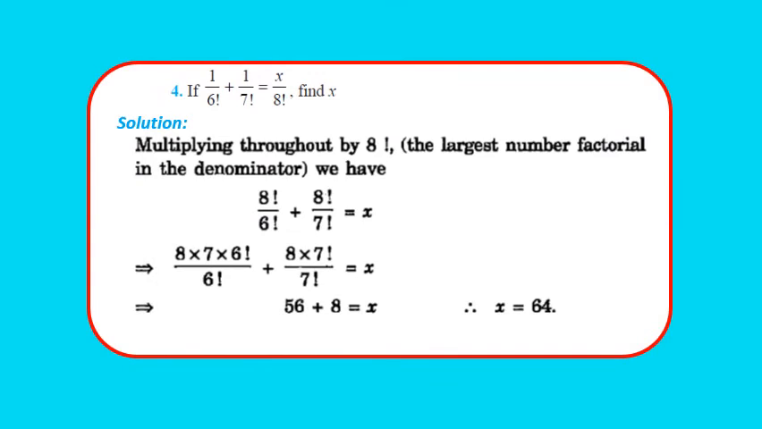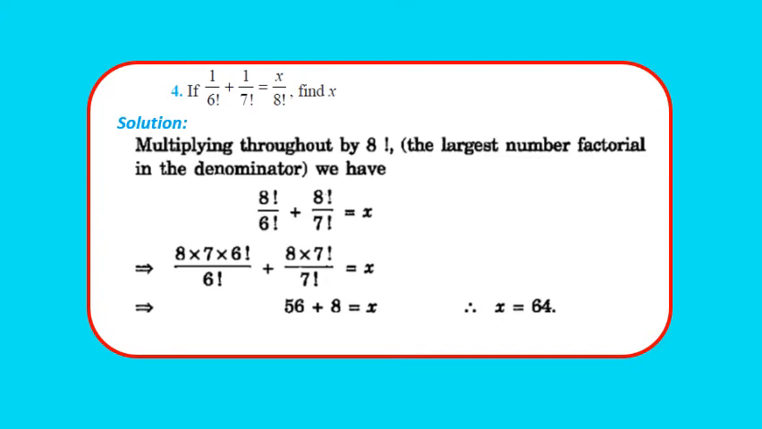Moving to question 4. If 1 upon factorial 6 plus 1 upon factorial 7 equals x upon factorial 8, we have to find x. So multiplying the entire equation by factorial 8, the largest factorial, we get factorial 8 upon factorial 6 plus factorial 8 upon factorial 7 equals x. Now using the property n factorial equals n into n minus 1 factorial, we get factorial 8 equals 8 into 7 into factorial 6, upon factorial 6, plus the same factorial 8 can be written as 8 into factorial 7, upon factorial 7, which is equal to x.